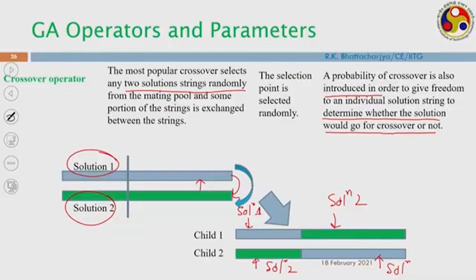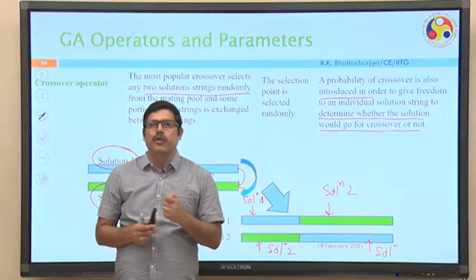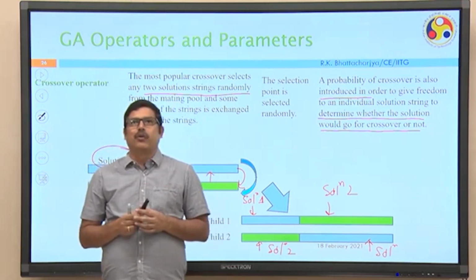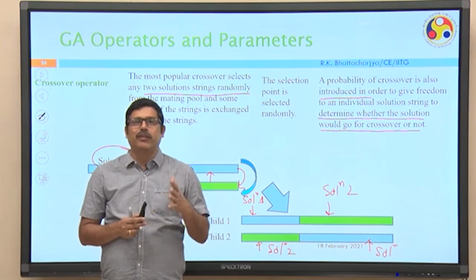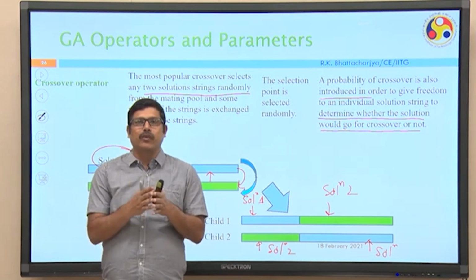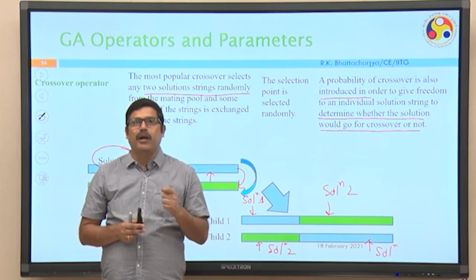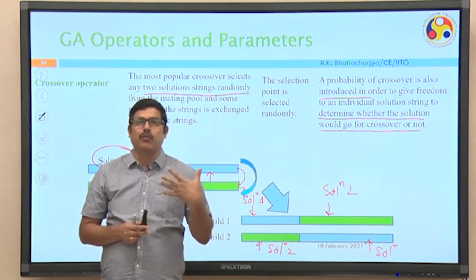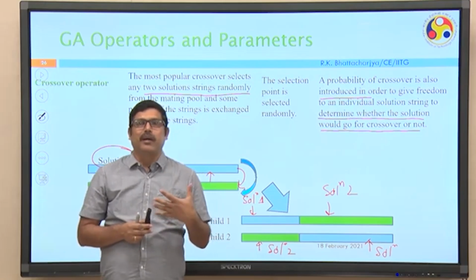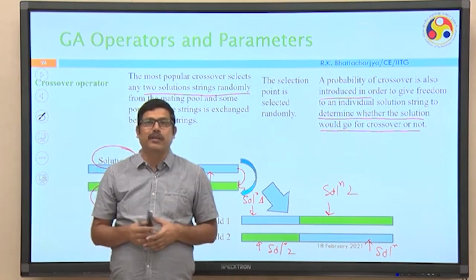So, a probability value is assigned here, which we call the crossover probability. Based on the crossover probability, an individual solution will either go for crossover or not. That means, without going through crossover, that particular solution will go to the next generation. Now, what should be the value of the crossover probability? Generally we consider it a little bit large, that means 60% to 95% or something like that.